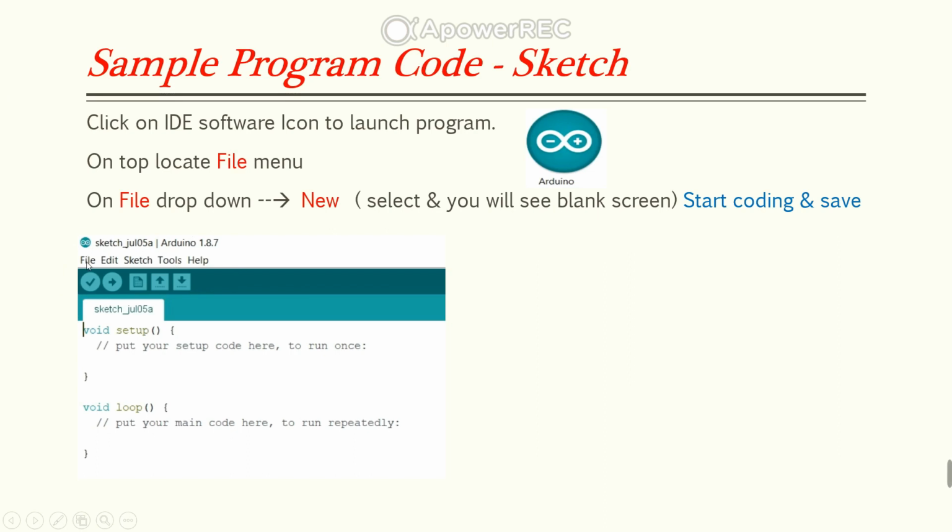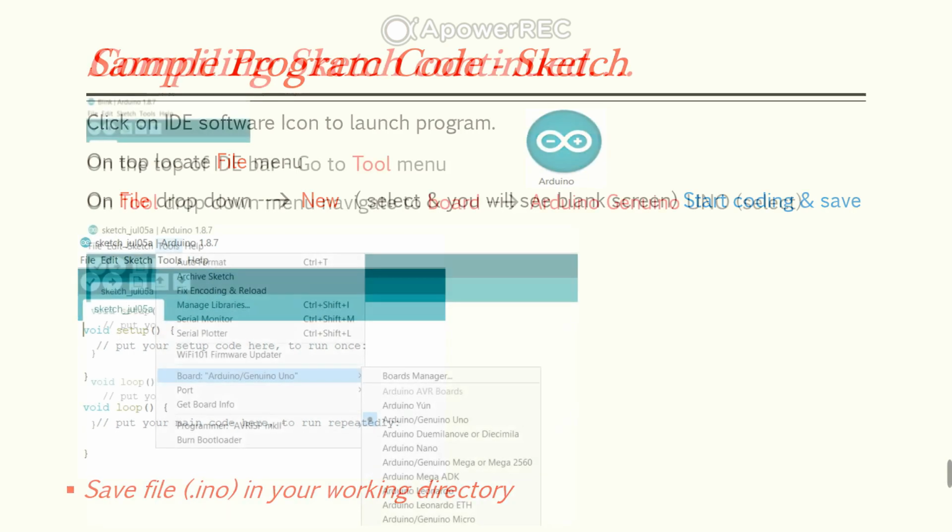On the top you can locate the file menu. Here you go to File, and in the drop down menu you select New, and you will find a blank screen, something like this. This is basically the template for writing Arduino programs. You can write the program here, and after your program has been written, you save this INO file to your working directory, so that the same can be compiled subsequently.